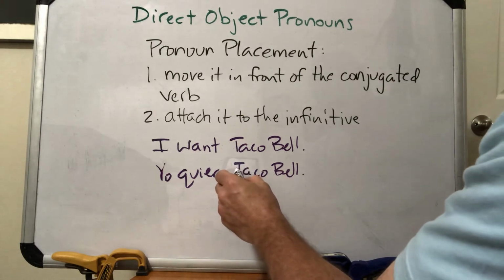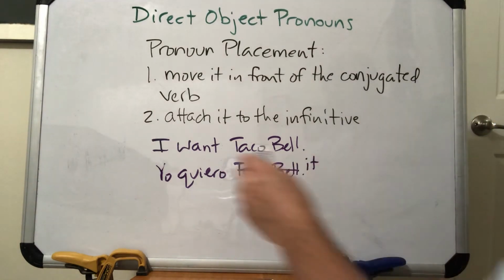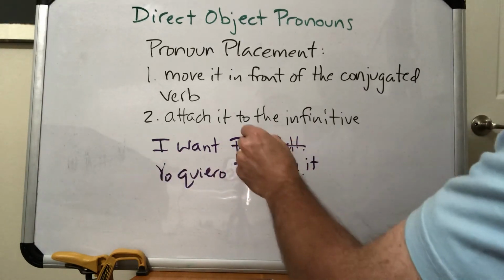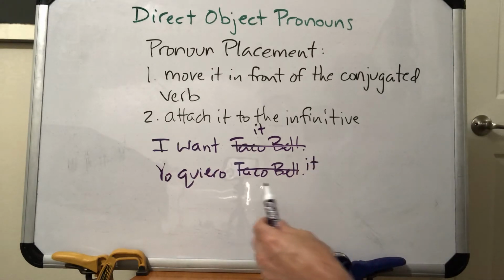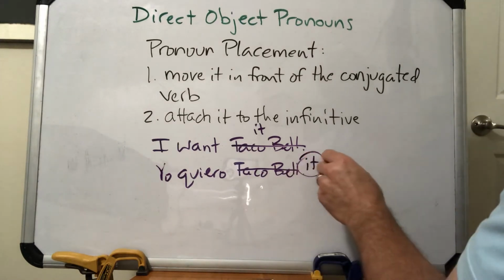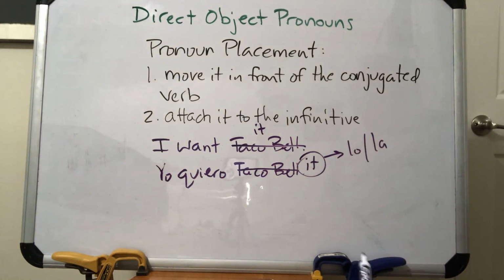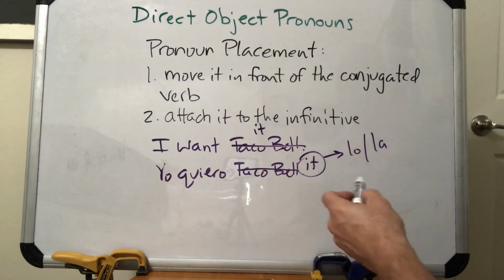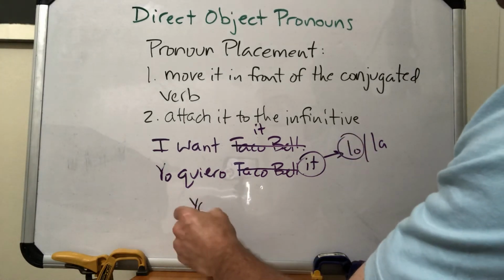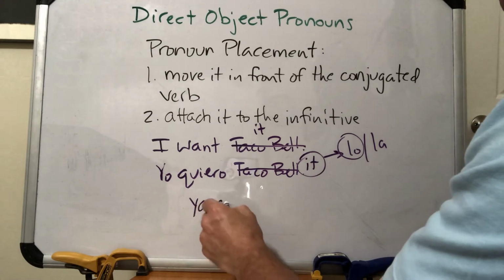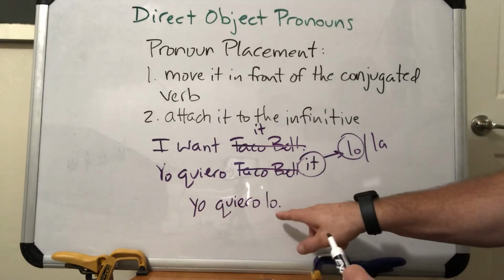If I were to replace Taco Bell with it, right? If we do this in English, it stays the same. You say, I want it. If we do it in Spanish, this it is going to change to either lo or la. I think Taco Bell would be masculine. It's a restaurant. That's masculine. So we're going to use lo. But it doesn't work in Spanish to say yo quiero lo. That lo doesn't go there, right?